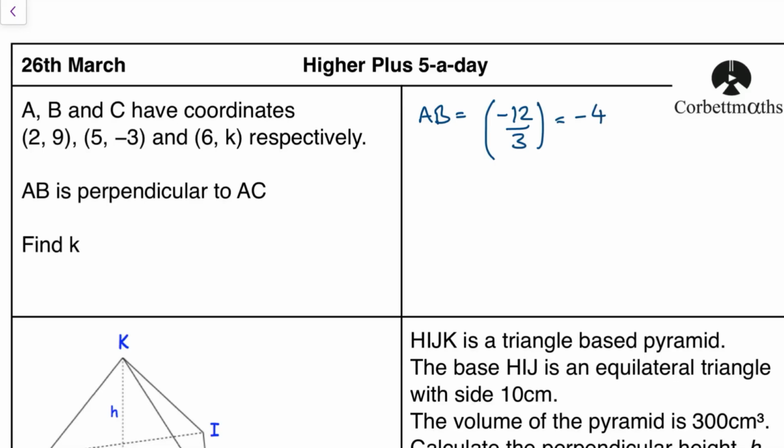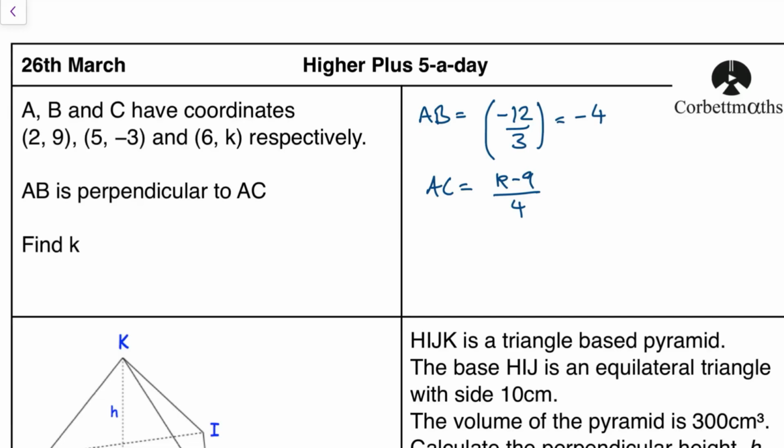Then if I look at my gradient A to C very similarly. So A, the y value goes from 9 to K, so therefore that is a change of K minus 9. That's also the difficult bit there. And the x values go from 2 to 6, so that is a change of 4. And I can't simplify that anymore.